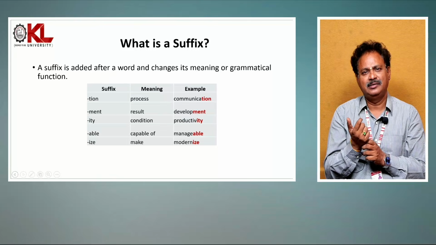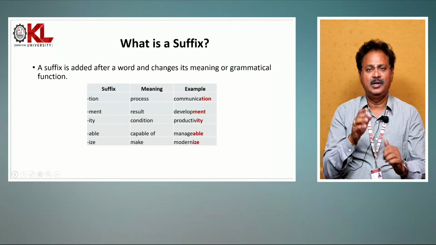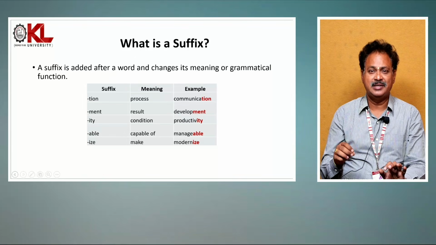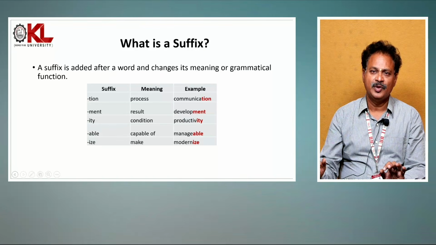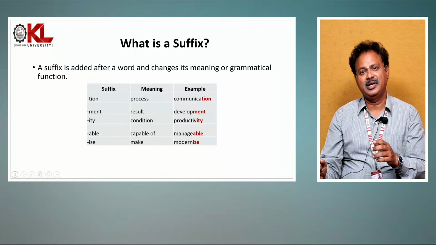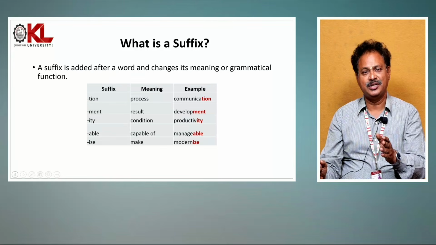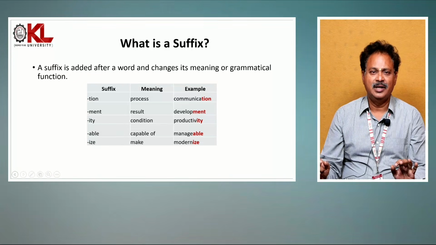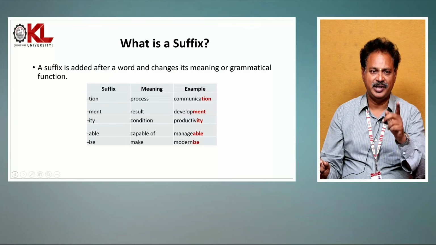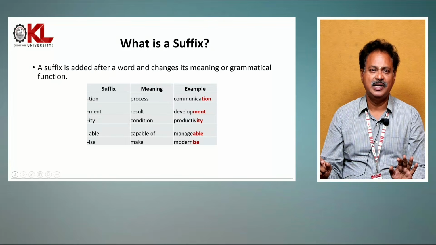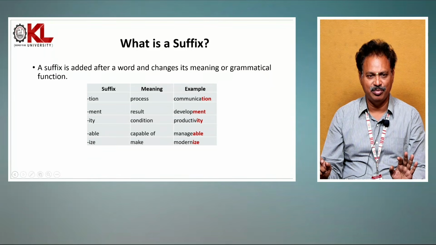Okay. Now prefix changes the meaning of a word, whereas suffix in most situations can make you understand what type of word it is, I mean the parts of speech of the word. By changing the suffix, you can make a noun a verb, or a noun an adjective, sometimes an adjective an adverb. Okay. Look at the word process. TION means process, MENT means result, ITY means condition, ABLE means capable of, IZE means make, right?